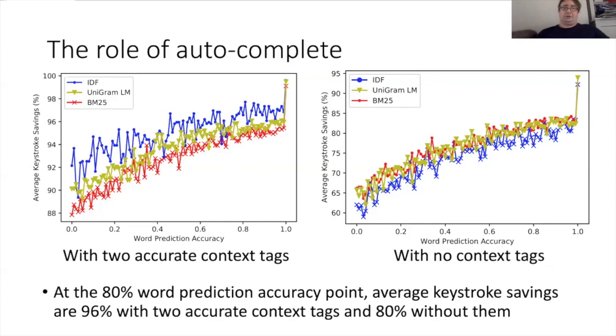If we look at the same 80% data point in the figure to the right, but assume that there are no context tags, we can see that the average keystroke savings reduced to 80%.